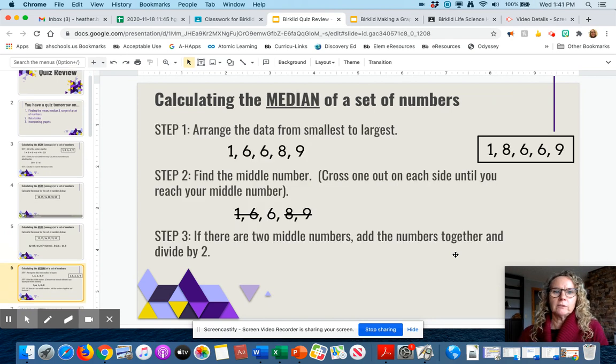The next thing you can do is calculate the median of a set of numbers, and median is the middle number. This is the one where a lot of people forget the first step, which is to put the numbers in order from smallest to largest. If you have 2 of the same number, you need to include both of them because they are part of the data set. Then you start on each side and cross out one number at a time until you get to the middle number, and that middle number is your median. So in this case, the answer is 6.